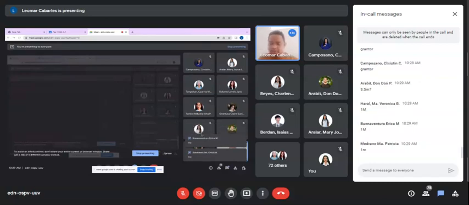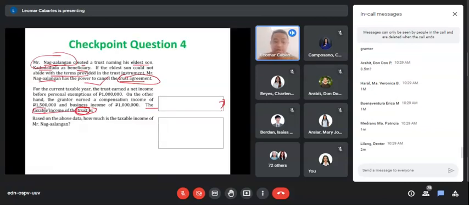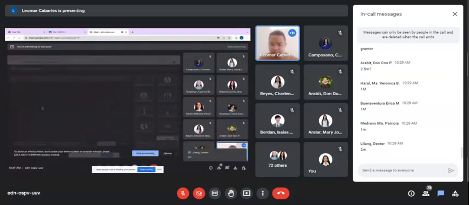1 million, okay? Magkano ang income ng trust? Na taxable. Magkano ang taxable income ng trust? I think the better question is, is there really a taxable trust? When does a trust become taxable? If it is what? Irrevocable. Do we have a taxable trust in the example? No, because it's revocable.